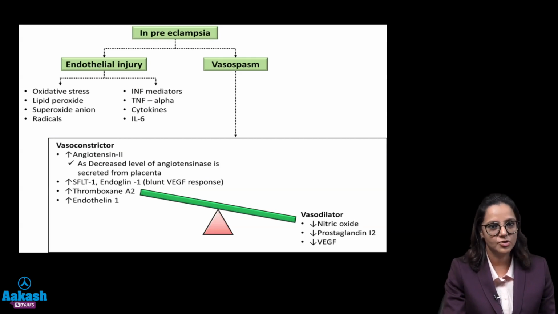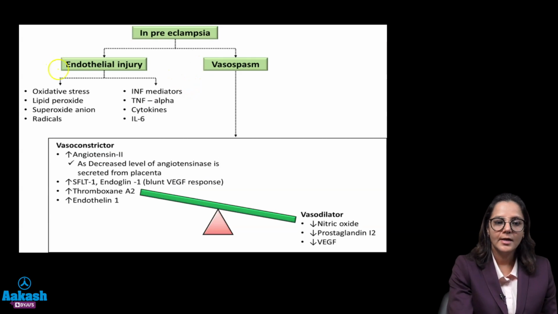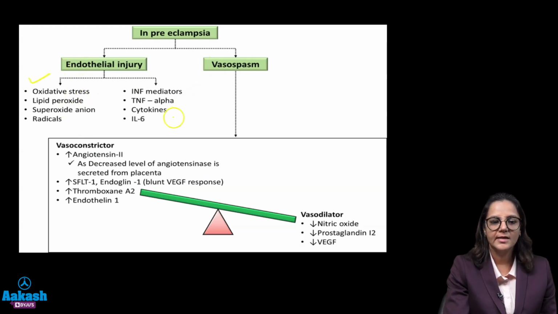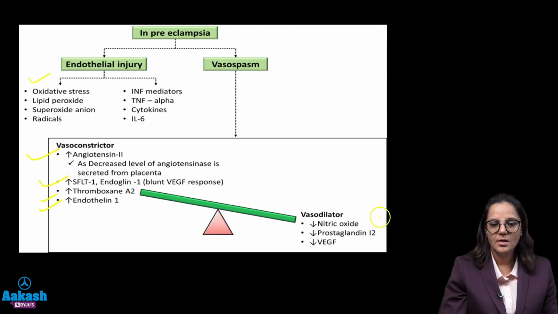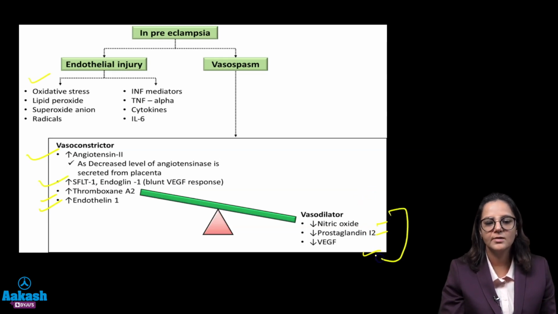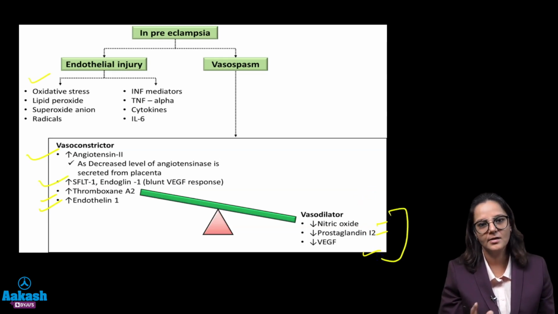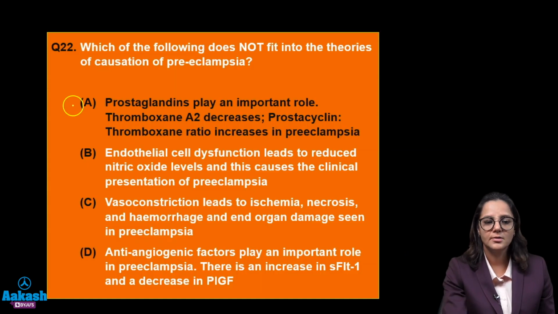Vasospasm and endothelial injury. So I have simplified this all in one chart. Endothelial injury can be because of oxidative stress, all your lipid peroxide, superoxide radicals, TNF alpha, cytokines, IL-6. We know that interleukins and cytokines, they lead to endothelial injury. Vasospasm, where the vasoconstrictor effects predominates. So what were the vasoconstrictors? Angiotensin 2, SFLT1, endoglin 1 is also vasoconstrictor. Thromboxane A2 and endothelin is also vasoconstrictor. Nitric oxide, prostaglandin, and VEGF, they are vasodilators. So if you're not able to remember the fancy names of vasoconstrictor, just remember these things, that only the vasodilators are nitric oxide, prostaglandin, and vascular endothelial growth factor. So therefore, this is going to be our answer.